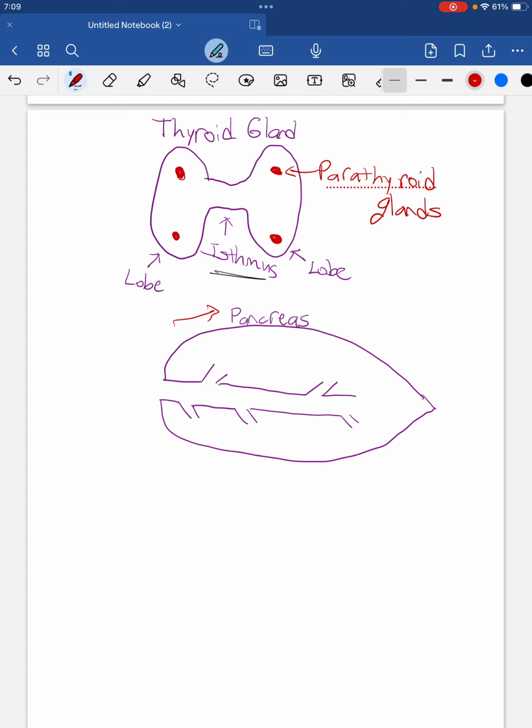Alpha cells in the islets are going to produce glucagon. Glucagon increases our blood sugar levels. And then beta cells are going to produce insulin, which decreases our blood sugar levels. So again, these work together. They're also antagonists because they do opposite things, but they work together to help stabilize our blood sugar levels.